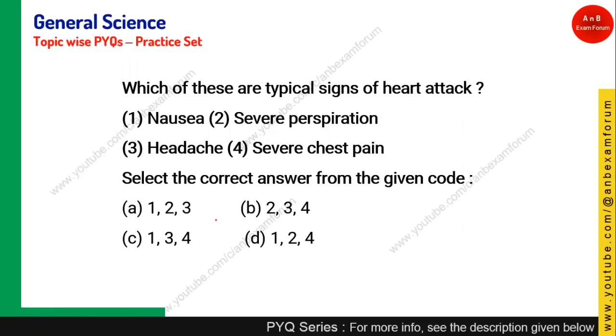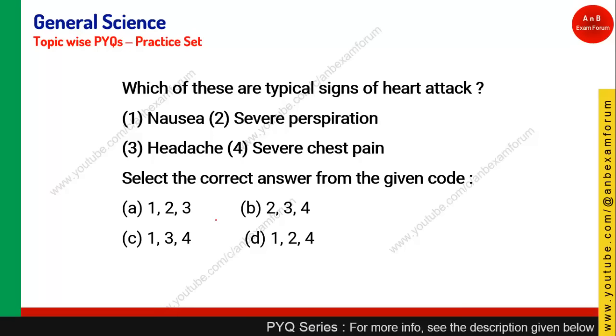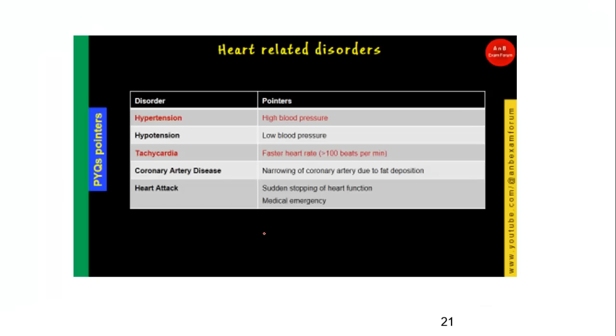The last question for today's session: which are the typical signs of a heart attack? Nausea, severe perspiration, headache, severe chest pain. Yes, nausea is one symptom, severe perspiration is another symptom of heart attack, and so is severe chest pain. So options 1, 2, 4, option D, is the right answer. Headache is not a symptom of heart attack.